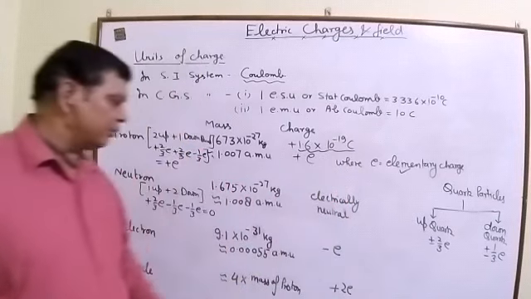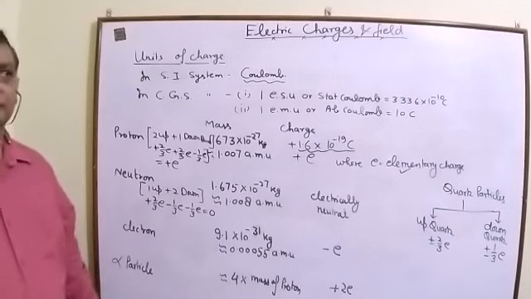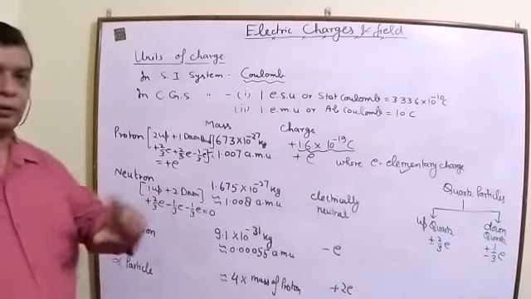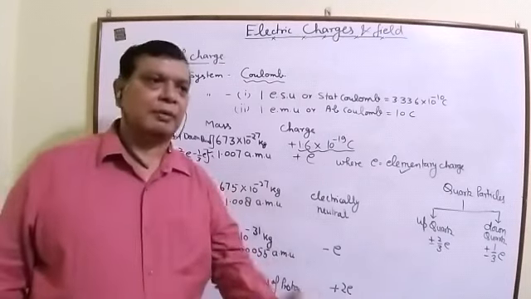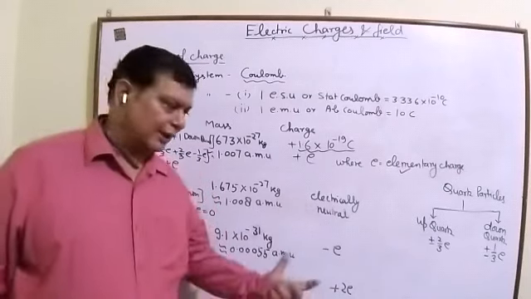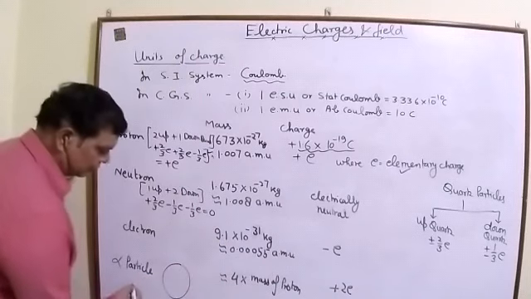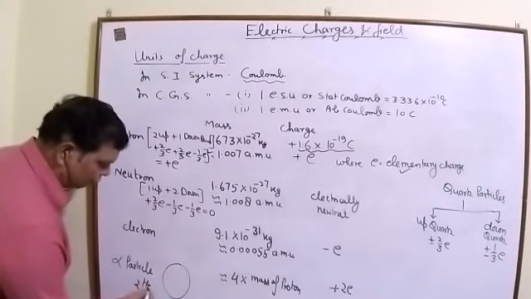And the next very important particle, alpha particle. You will use this alpha particle in so many numericals, so you must know what its mass is and what its charge is. Actually, alpha particle is the helium nucleus. We write it as 2He4.